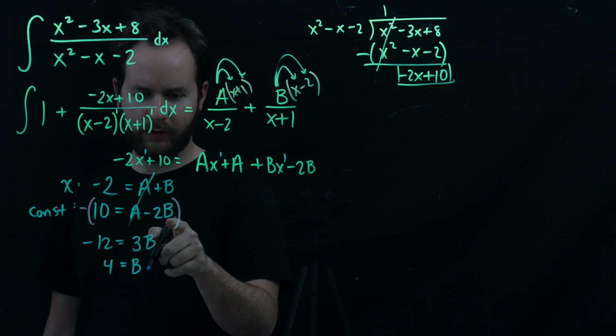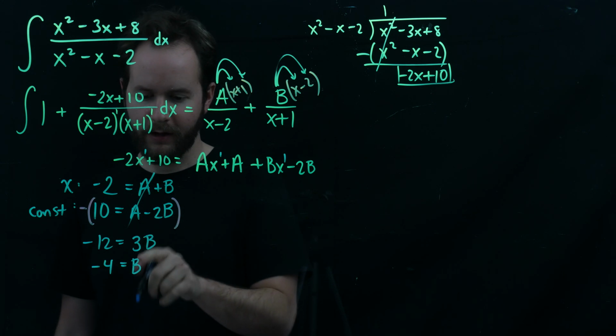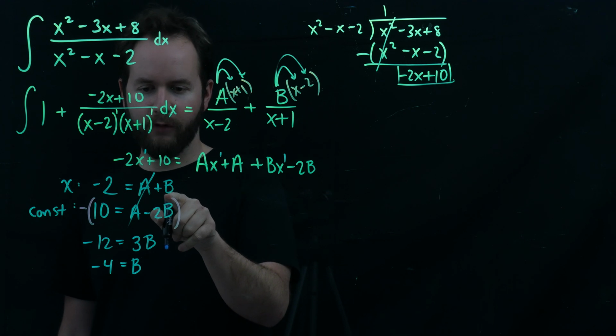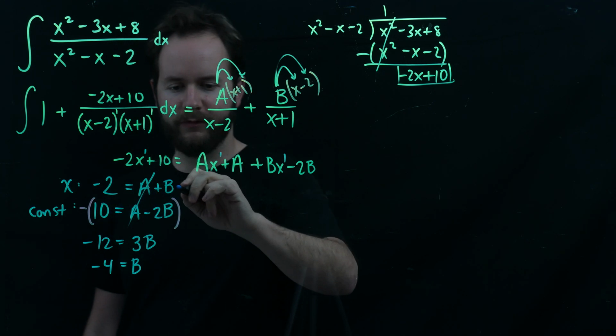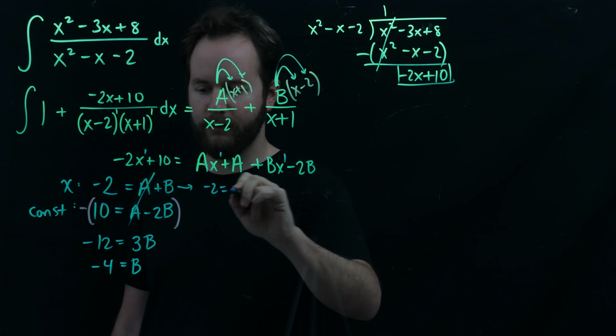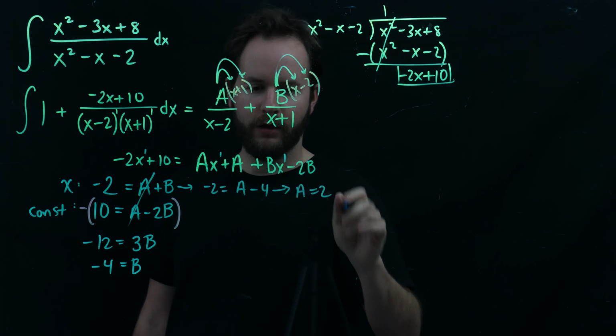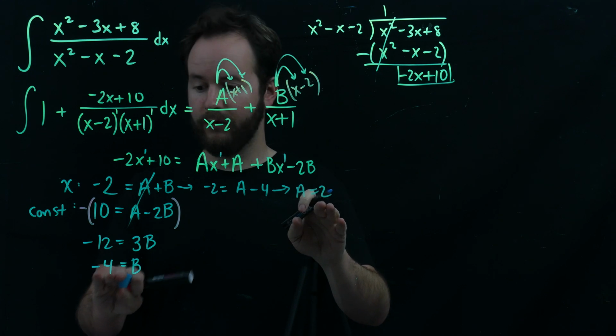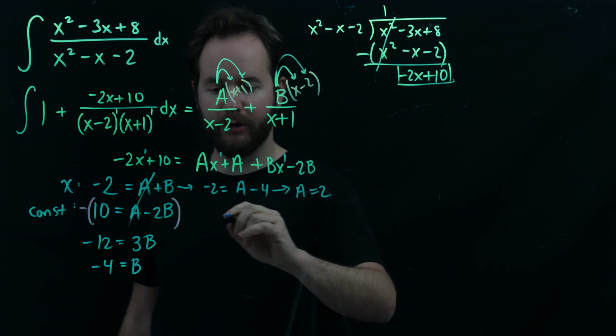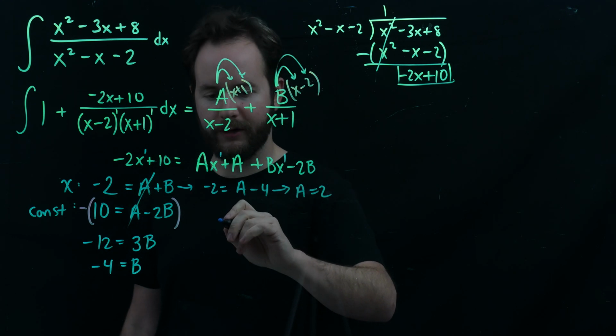Oh sorry, negative 4. I was going to say, I'm losing my mind there. B equals negative 4, throwing it back in here and solving for a. Let's plug in negative 4. We have negative 2 equals a minus 4, and we get a equals 2. So now that I have the values of a and b, a is 2 and b is negative 4, I can plug them into this partial fraction decomposition.